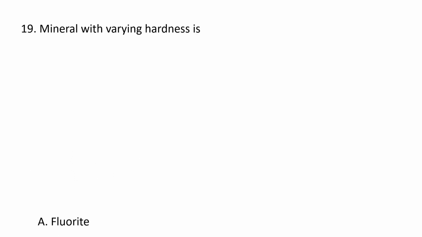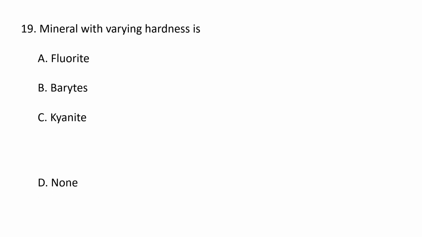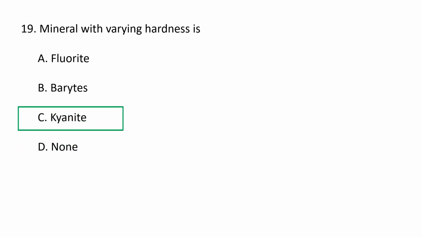Next question. Mineral with varying hardness is A. Fluorite, B. Barytes, C. Kyanite and D. None of the above. So, the mineral with varying hardness is kyanite. That's why this is also known as disthene. It has a hardness ranging from 4.5 to 7 on the Mohs scale. Kyanite has 4.5 to 5 on the Mohs scale parallel to its longer axis, and it exhibits 6 to 7 hardness on the Mohs scale perpendicular to the long axis. So, that's why the mineral with varying hardness is kyanite. It's also known as disthene. C is the correct option.